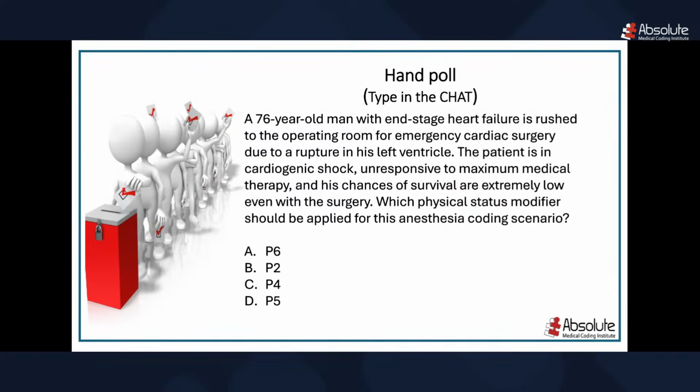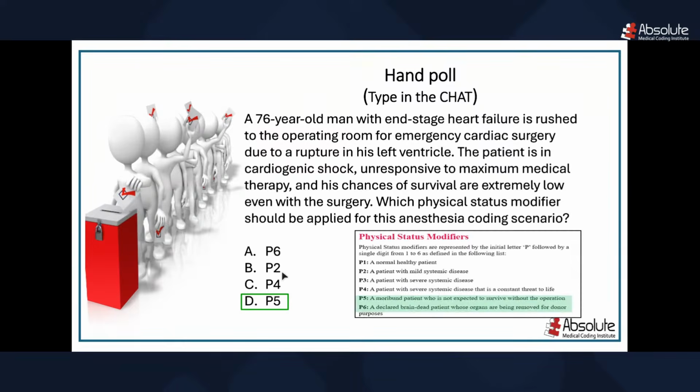Okay, thank you for letting me know that the lecture is helping you. The correct answer is going to be, yes, is it option 5? Sorry, option D or option 4. So let's see the modifier, right? I think it's option C. It's not option C, yes, the correct answer is option D, by the way. It is for a moribund patient who is not expected to survive without the operation. And yes, it's option D. That is the correct answer.